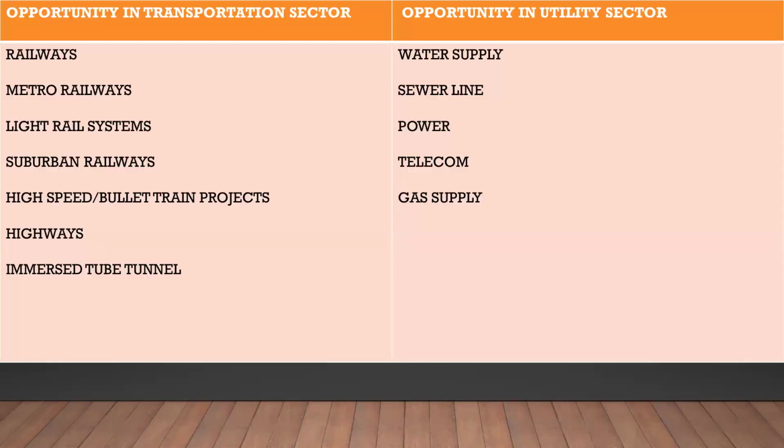Tunneling can be divided into two parts: the transportation sector and the utility sector. There are plenty of job opportunities for tunnelers around the world. In the transportation sector, there are railways, metro railways, light rail systems, suburban railways, high speed or bullet train projects, highway projects, and immersed tube tunnels. In the utility sector, there are water supply, sewer line, power, telecom, and oil and gas supply projects.